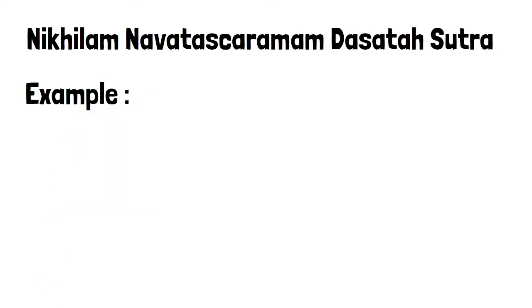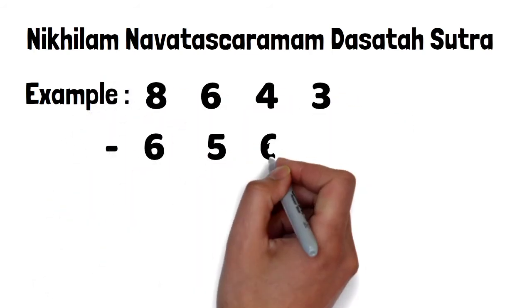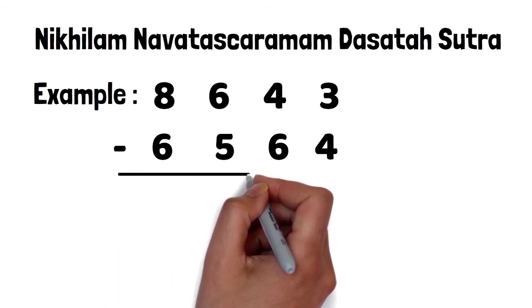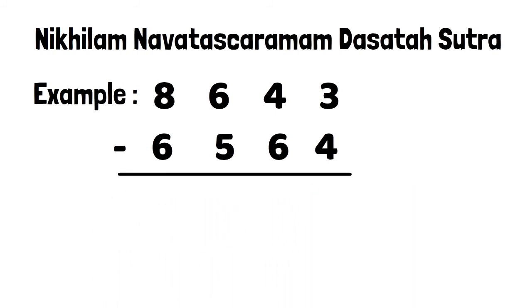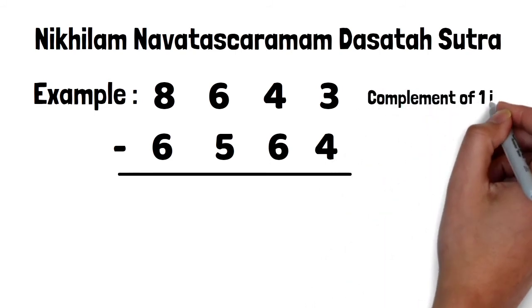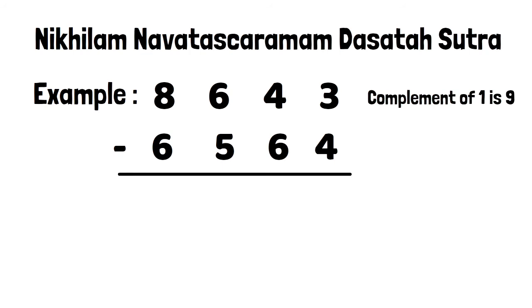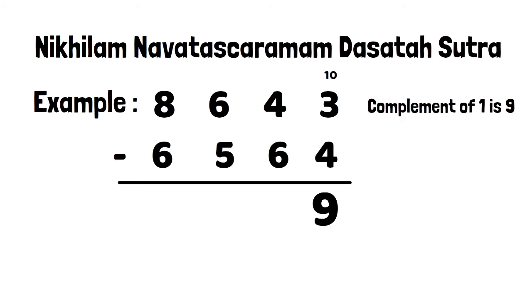Now let's look at an example that we had considered. Let's start by subtracting from the units place. Here we have to subtract 4 from 3. As 4 is greater than 3, we need to apply the rule number 2. Let's find the difference of 4 and 3, which gives us 1. Now write the complement of 1 in the answer column. The complement has to be taken from 10. As we have seen, the complement of 1 is 9. So let's write 9.